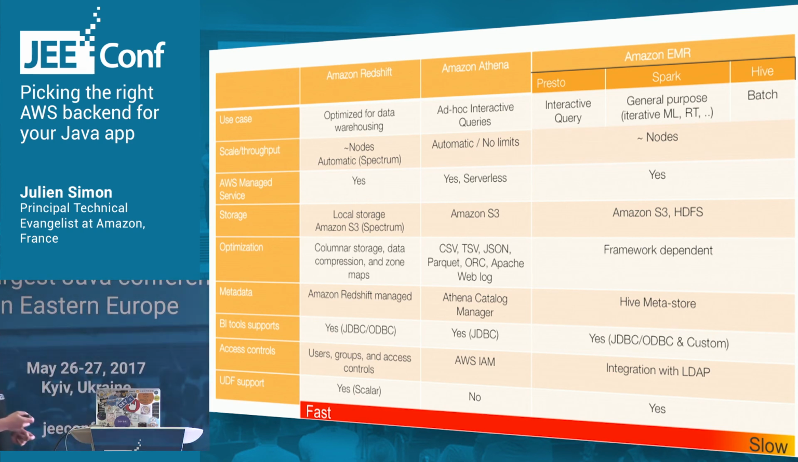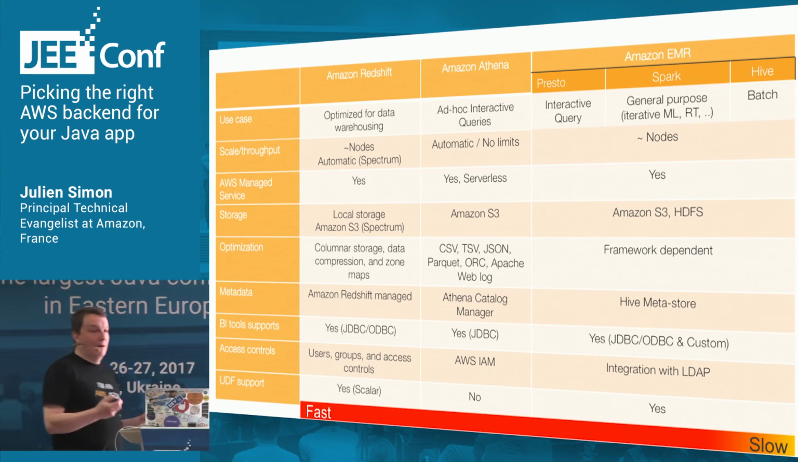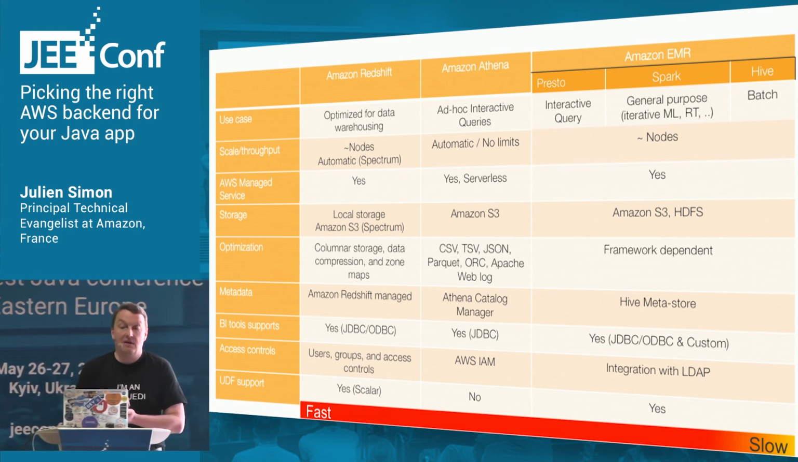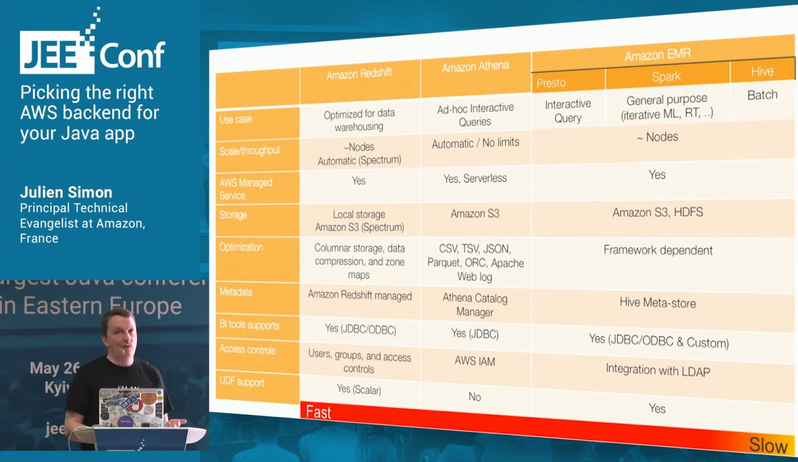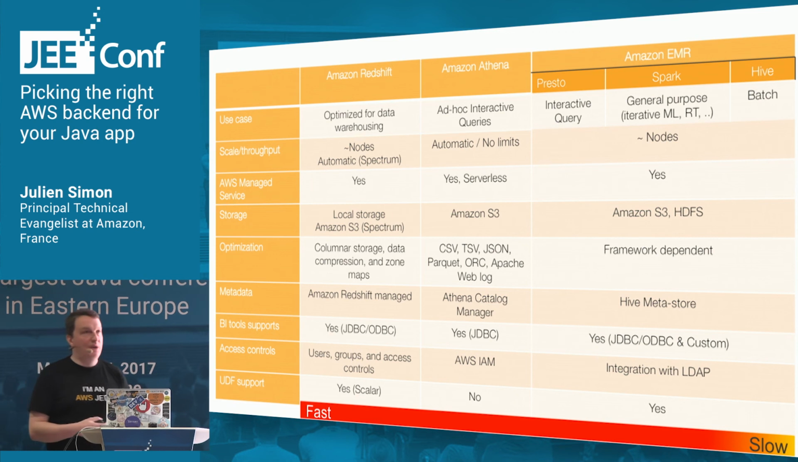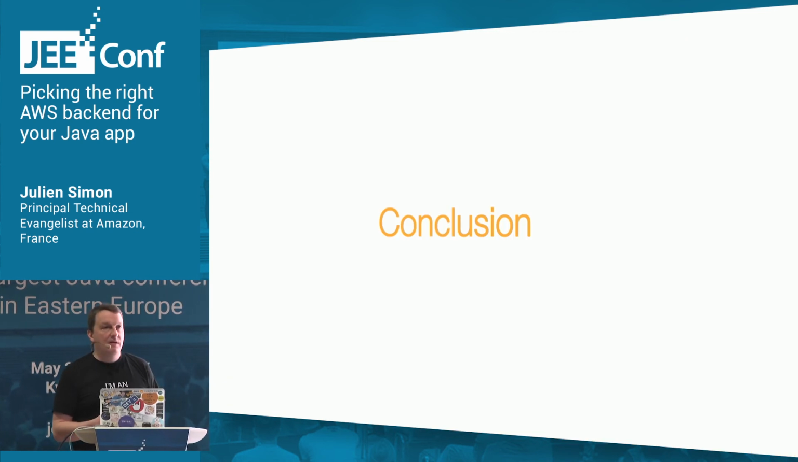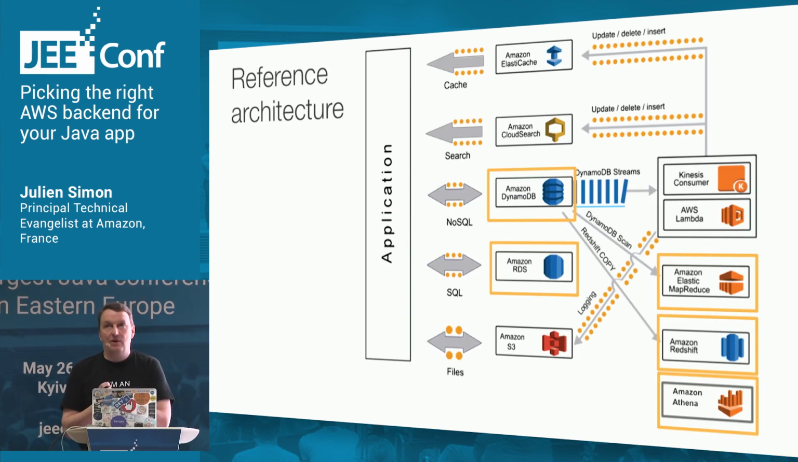So let's sum things up. Again, very different things. Hive was great for a while. Now I think Athena is literally a better option for most use cases. Redshift was already very good for BI and data warehousing. Now with Spectrum, it's even better.